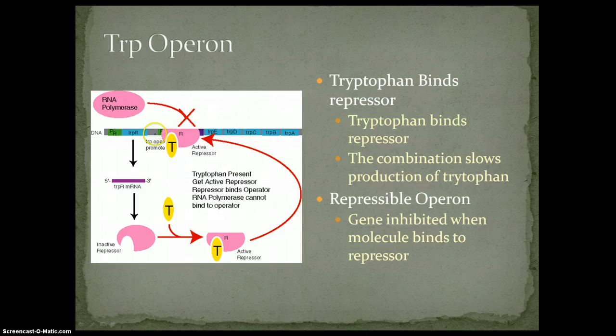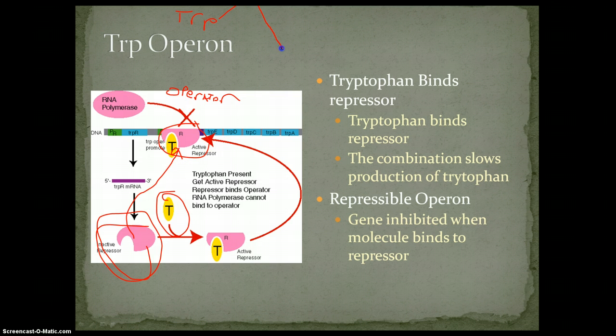So let's take a look at this over here, right? So here you have an inactive repressor, okay? And here you have your gene sequence. Right here is your operator, all right? Now, what happens with the operator is that as tryptophan is produced, as the amount of tryptophan goes up, it ends up binding to these repressors. These repressors then attach to the operator, and the amount of tryptophan goes down.